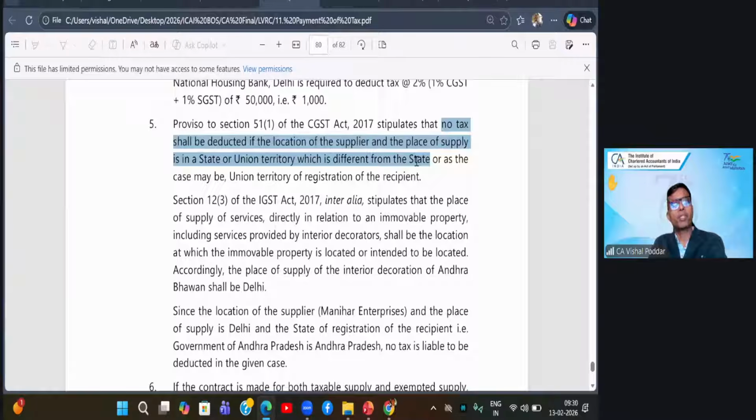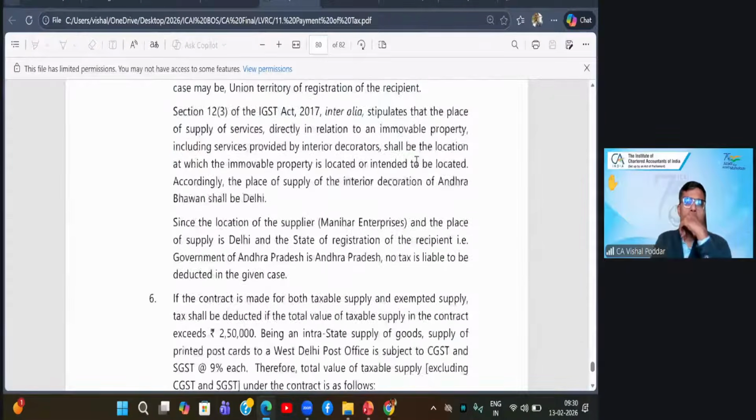So the supplier will be levying CGST plus SGST, but SGST of Delhi. Now here the recipient is the government of Andhra, which is in Andhra, so in state Z. Place of supply and location of supplier both are state X, because both are the same. But since the Andhra government, that is the recipient who has to deduct this TDS, is in a different state completely, it cannot deduct the TDS. Continue. Since the location and the place of supply is Delhi and the state of registration of the recipient is the government of Andhra, no tax is liable to be deducted in this given case.